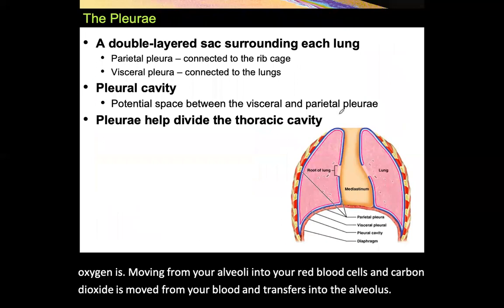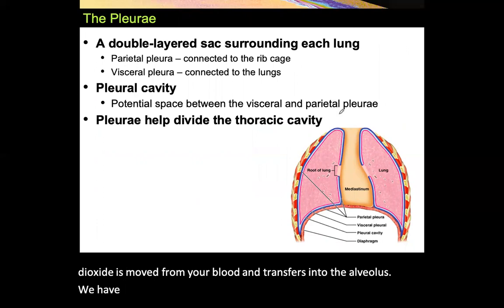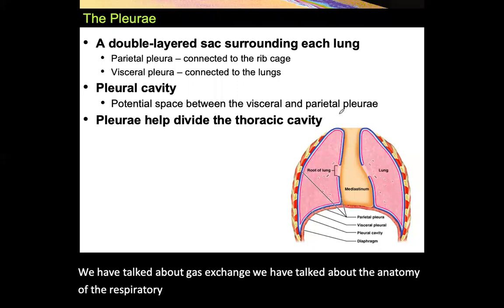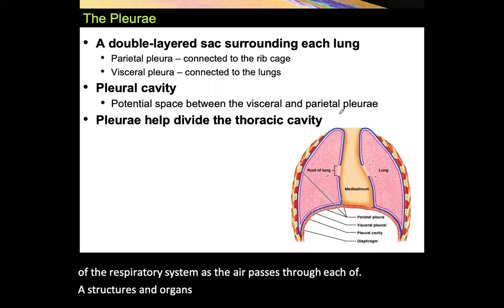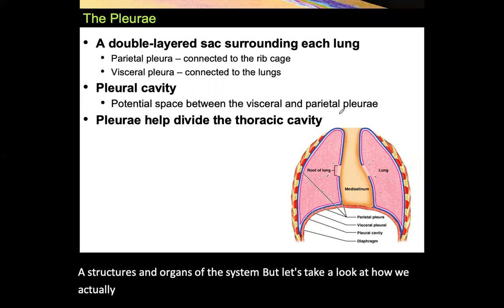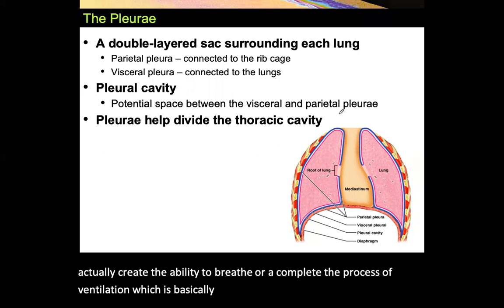So we have talked about gas exchange. We have talked about the anatomy of the respiratory system as the air passes through each of the structures and organs of the system. But let's take a look at how we actually create the ability to breathe, or complete the process of ventilation, which is basically inhalation and exhalation.